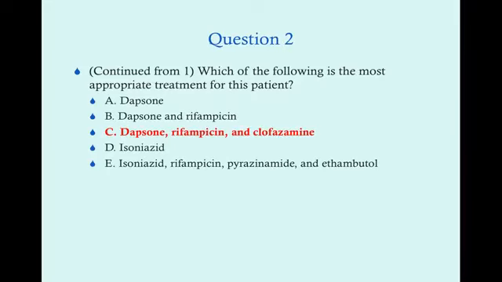Because this patient had lepromatous leprosy, you need to do the 3 drugs, dapsone, rifampicin, and clofazimine. You'd never do dapsone alone. Dapsone and rifampicin would be fine if this were tuberculoid leprosy. C is the right answer. Isoniazid would be for a patient who had a positive PPD test, and so you would give isoniazid for 9 months, and then isoniazid, rifampicin, pyrazinamide, and ethambutol would be for a patient with active TB.